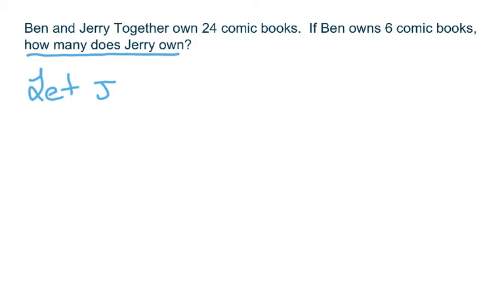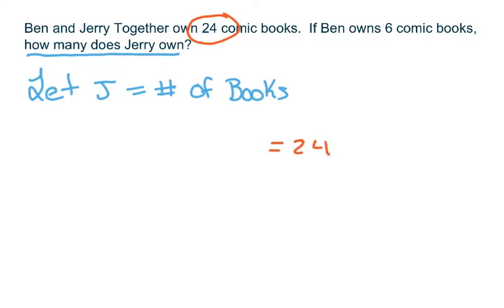for Jerry is going to equal the number of books Jerry owns. Okay, we know that Ben and Jerry together own 24. So our total would be 24 books. So if I'm setting up an equation, I know that 24 is going to be the total. I know Ben owns 6. So that means that I'm going to have 6 plus the number Jerry has, and we're going to use that as a J.